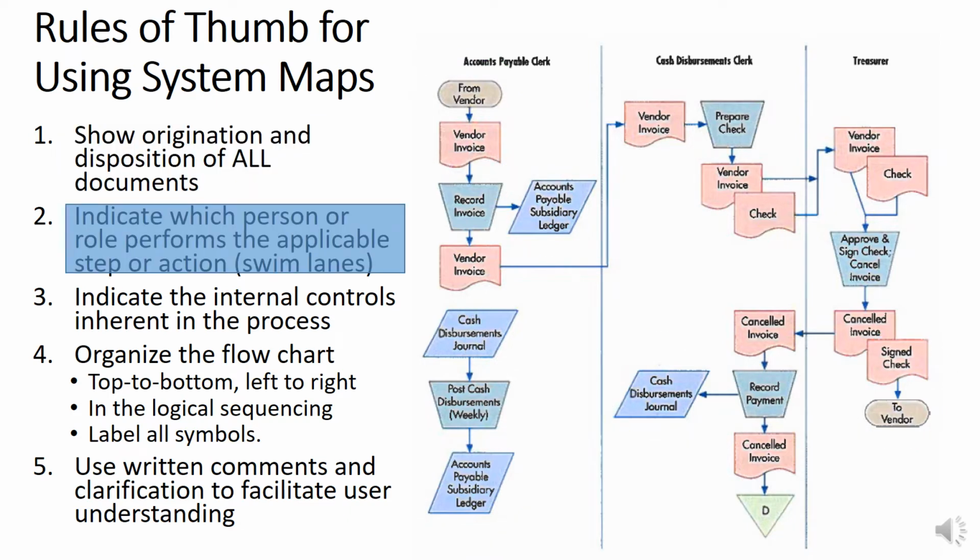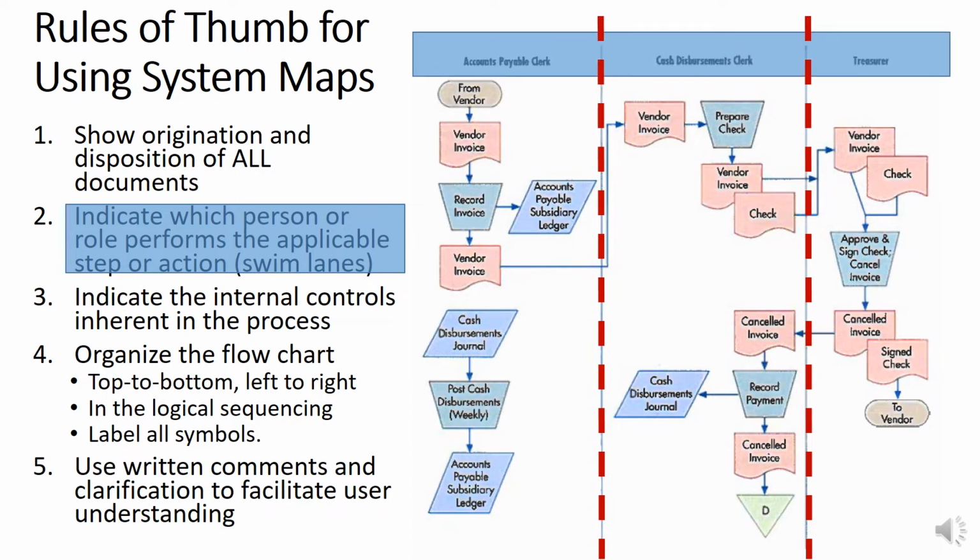Indicate which person or role performs the applicable step or action. This can be done by using multiple start points, as we see in the first column with from vendor. But you can also use swim lanes, which are lines of demarcation between the different processes. Here we see that 3 process areas are involved in the cash disbursement process: the accounts payable clerk, the cash disbursements clerk, and the treasurer.